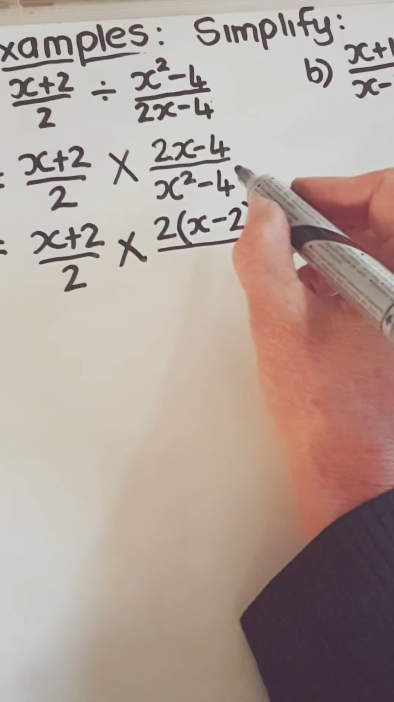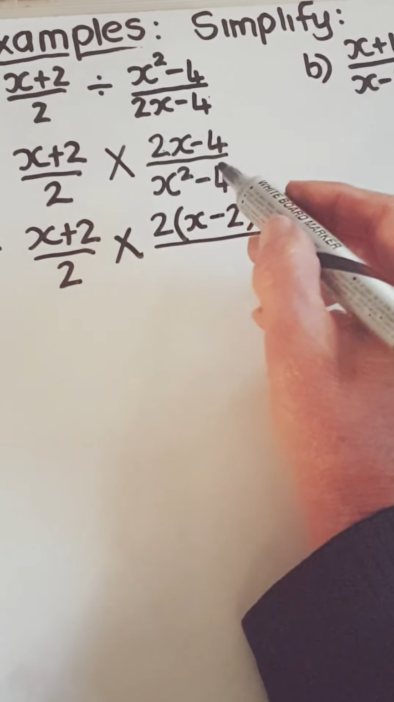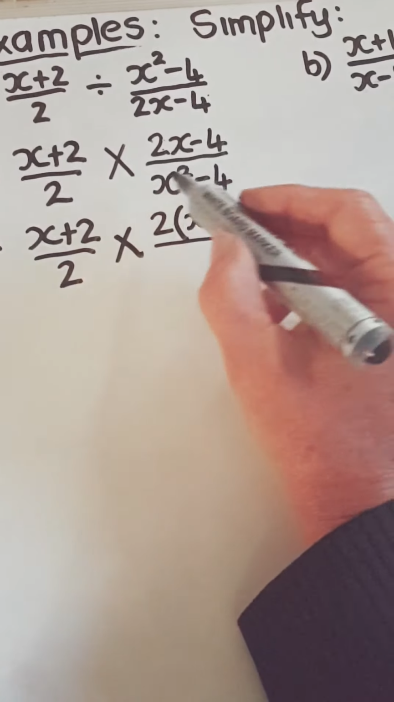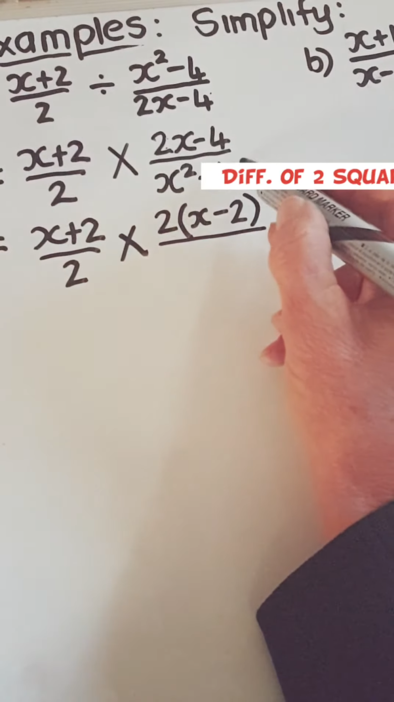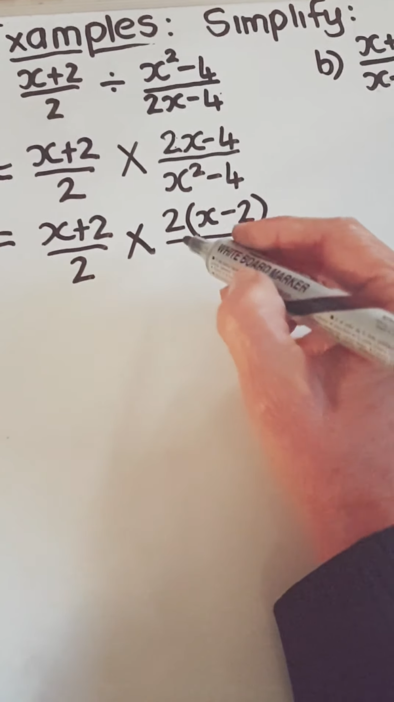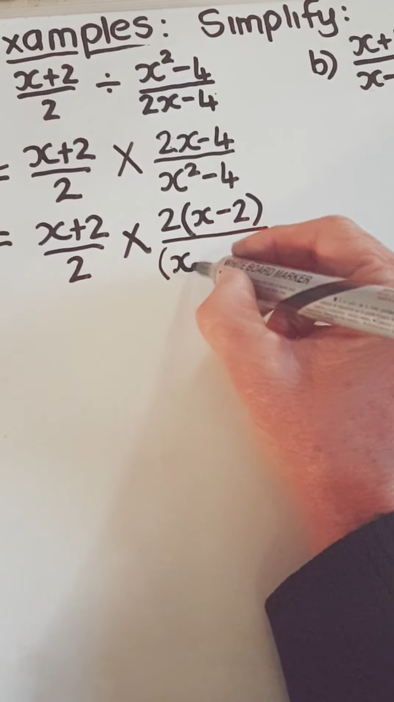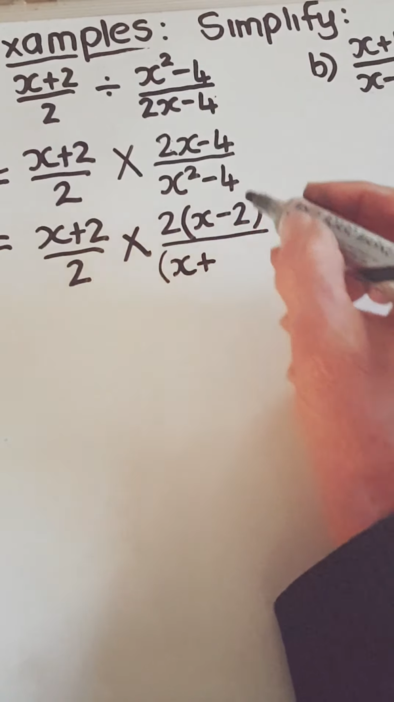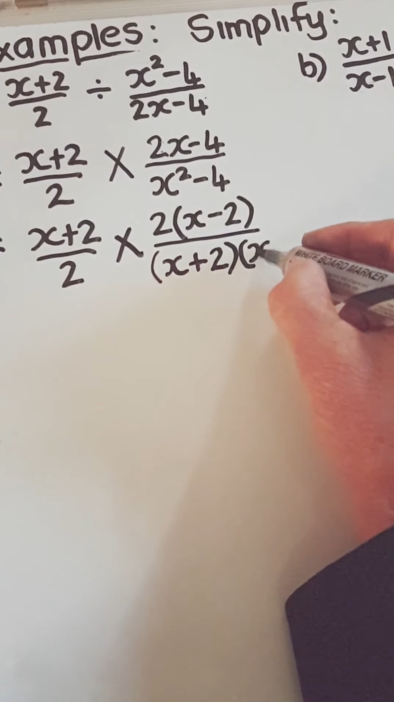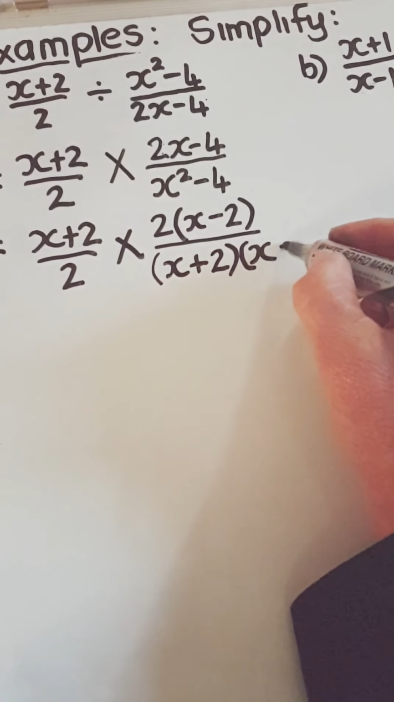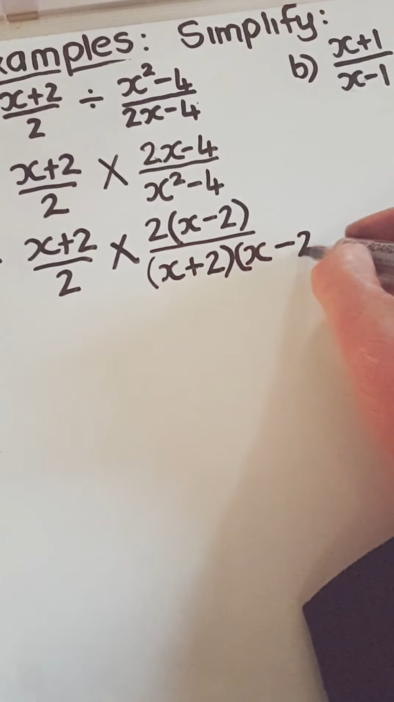And I'm dividing it, so now look at the denominator. Yes, it's a square number minus a square number, which means you have a difference of 2 squares, which means this can also be factorized. So let's do that. I'm going to get the square root of the first term, which is x, plus the square root of the second term, which is a 2, multiplied with the square root of the first term, opposite signs because you don't want the middle term, minus the square root of 4, which is a 2.